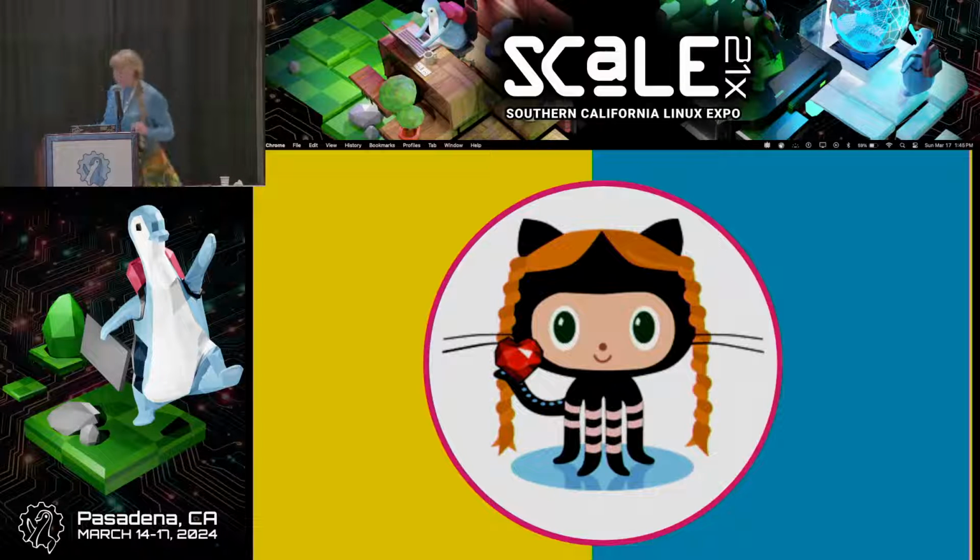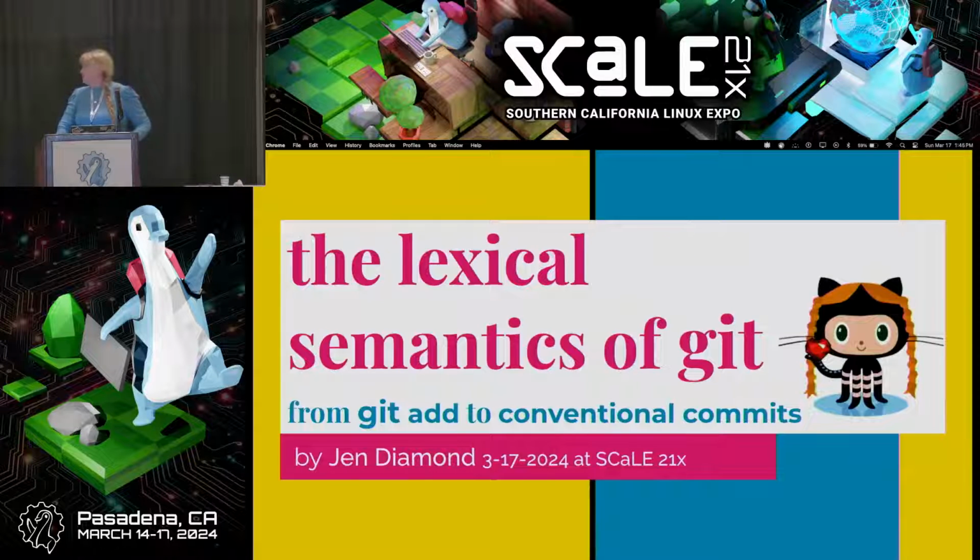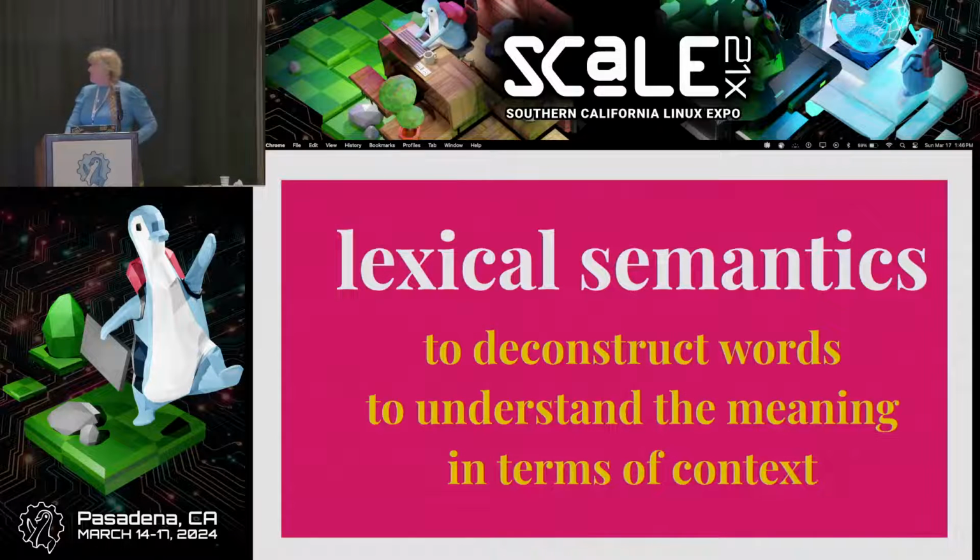Thank you. So bear with this talk a little bit because I changed the name of it to the lexical semantics of Git. So it's from Git add to conventional commits. And lexical semantics is the practice of deconstructing words. It's deconstructing words to understand the meaning of things in terms of context. So it's breaking down words into their core.